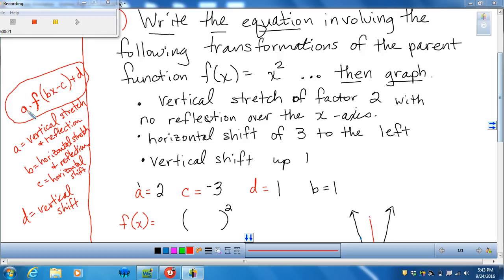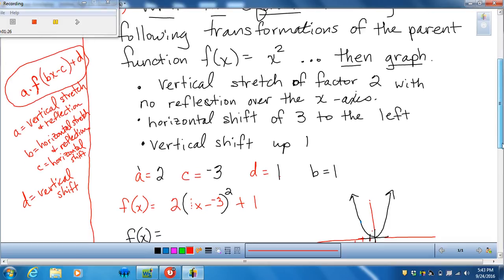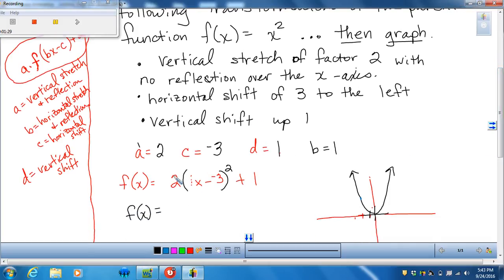So just substituting into that formula, the a goes in front, so 2 goes here in front. B, which is 1, gets multiplied by x. Take away c, which is a -3. This is all being squared because that is our parent function. And then to the end of that, we are going to add our d value, which is 1. Now we simplify. 2 parentheses 1x, that's just x, minus a -3 becomes +3, squared, plus 1. So now we have our function, and now we're ready to graph.